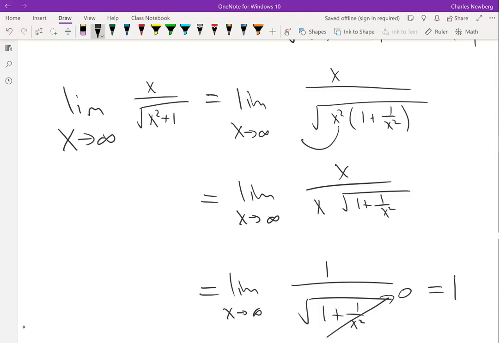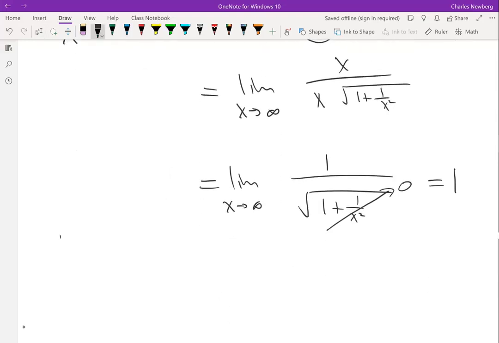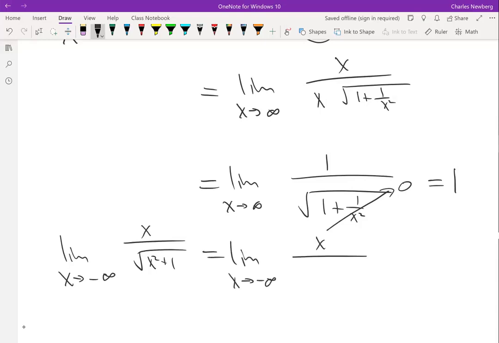All right. So now let's look at the limit as x goes to negative infinity of that same function. So now we're going to negative infinity. So we'll start off with the same steps. We're going to take the limit as x goes to negative infinity. I'm going to factor out the x squared, and I get the square root of x squared times 1 plus 1 over x squared.